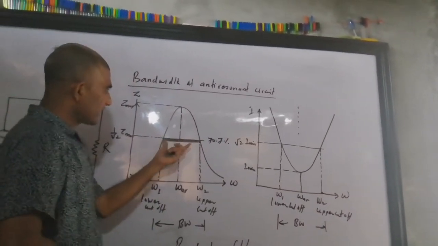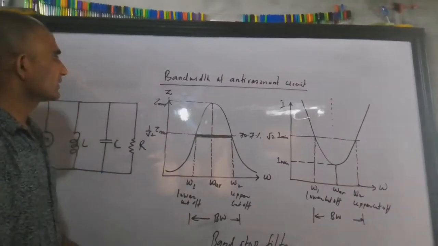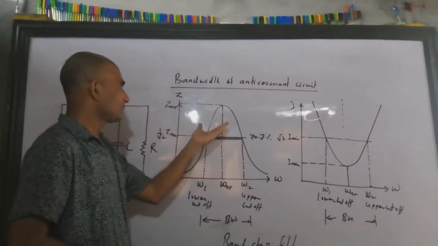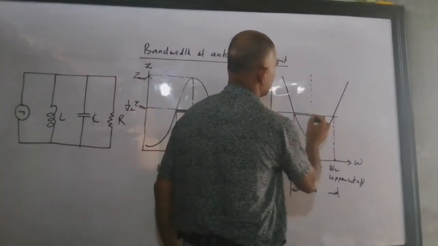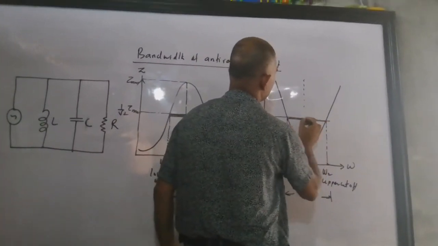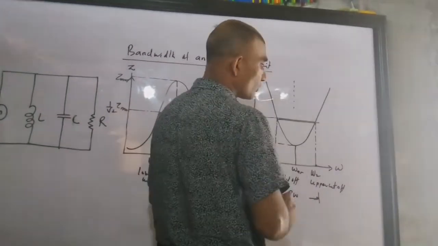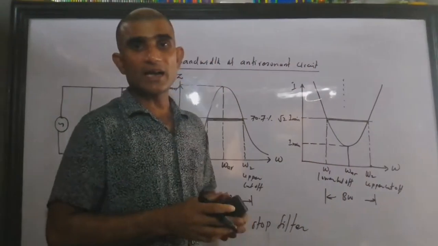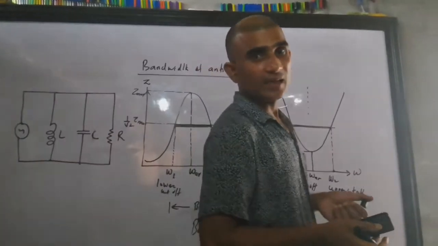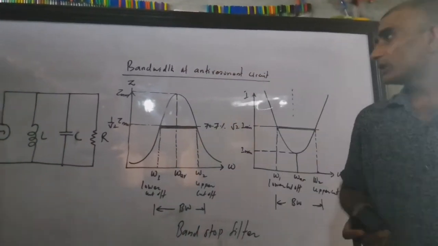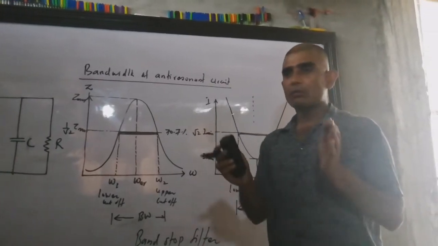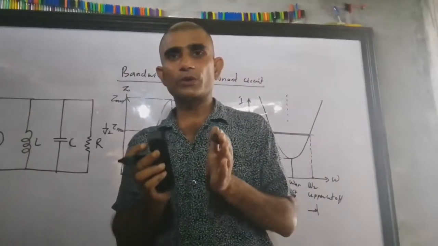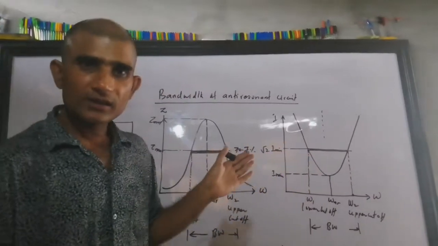Because for those range of frequencies, impedance becomes maximum and current becomes the minimum. It means those frequency components are rejected by the parallel LCR circuit. So this is also known as the band rejector circuit. Of course, we can choose how much range of frequency we can stop by choosing different components.